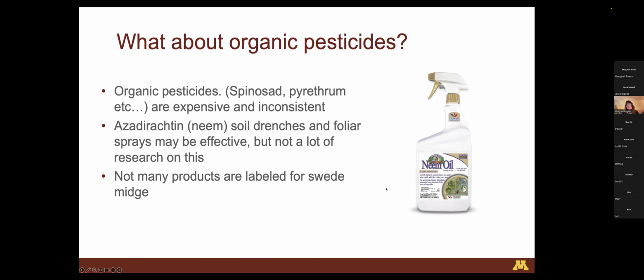This is something you might try if you are actively dealing with Swede midge. But another thing to keep in mind, we need to make sure that the products are labeled for Swede midge. There's not as many out there.